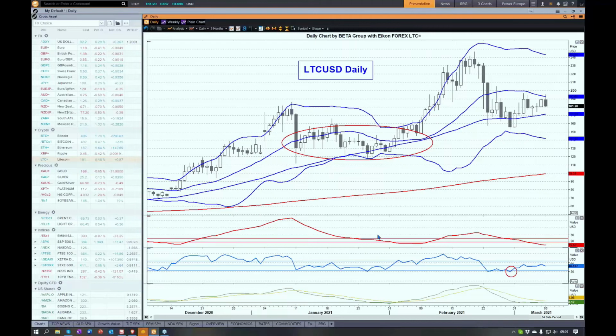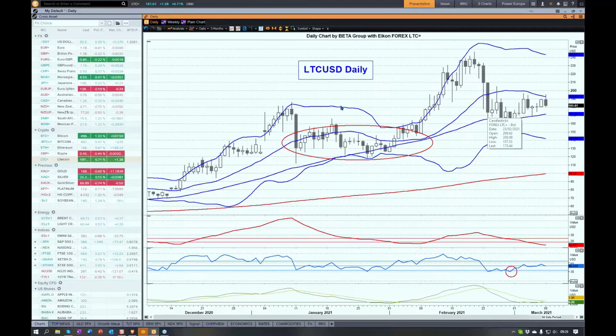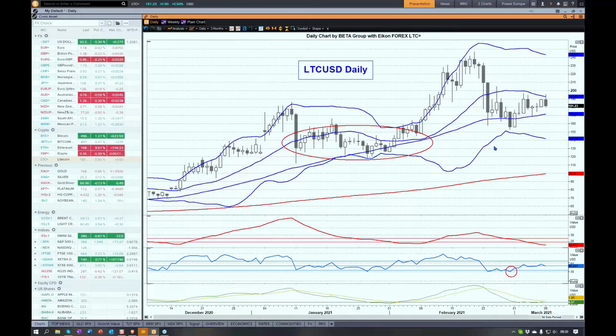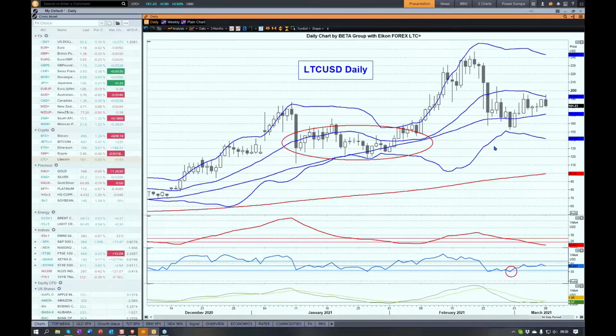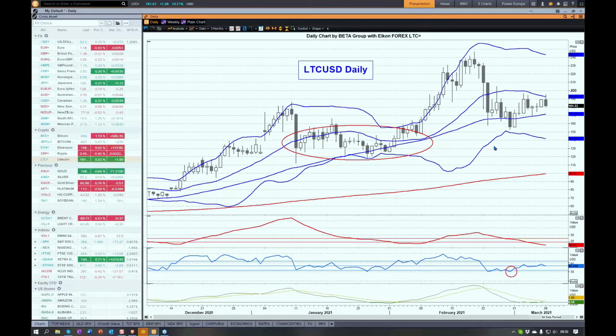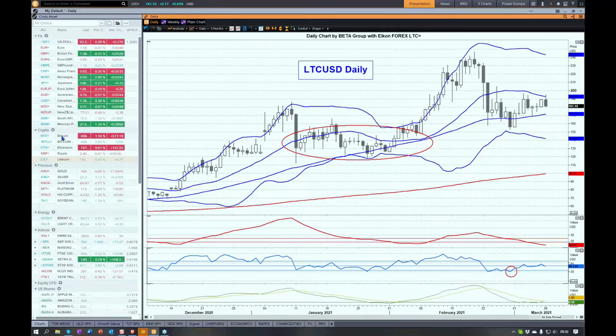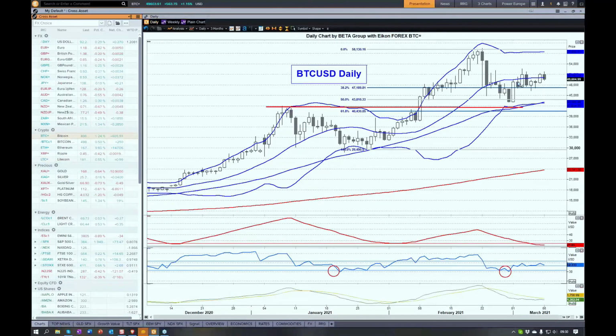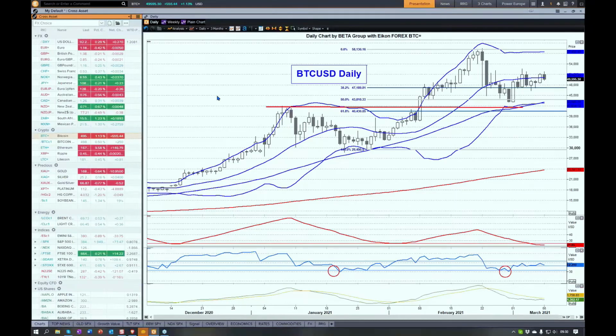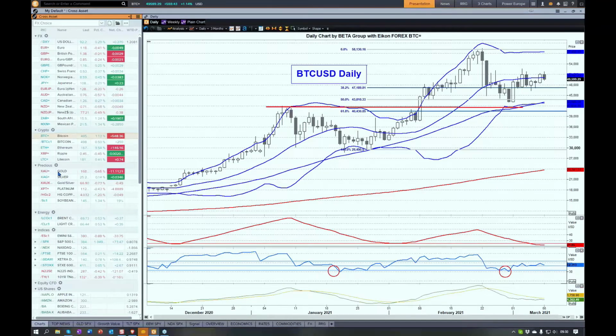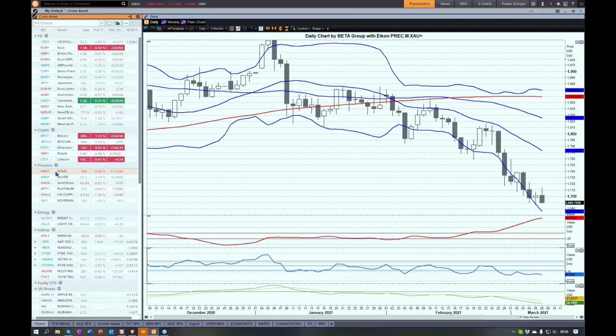But I'm a little bit worried that this is a bit of a weak move out of the pullback. Look here, when we had this pullback, we had a strong move out of it. We're not really having that strong move. So I'm a little bit concerned that there isn't more enthusiasm at this point, and the fact that this sell-off was so deep. So of the three, if you wanted to choose one of the three, Bitcoin has the best pattern.